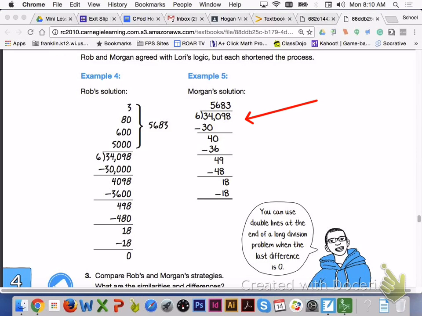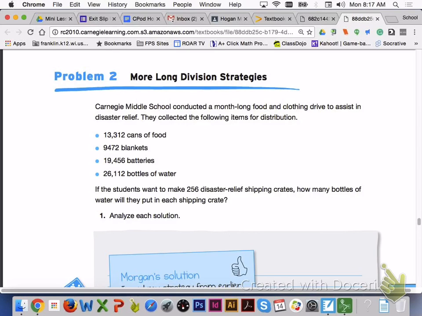Turn to page 282. An algorithm is a step-by-step procedure used for calculations. In Morgan's example, this is the standard algorithm that we are going to be using with long division of whole numbers. Turn to page 283, problem 2.